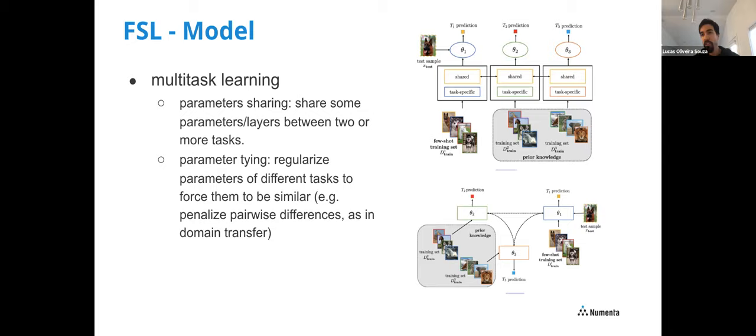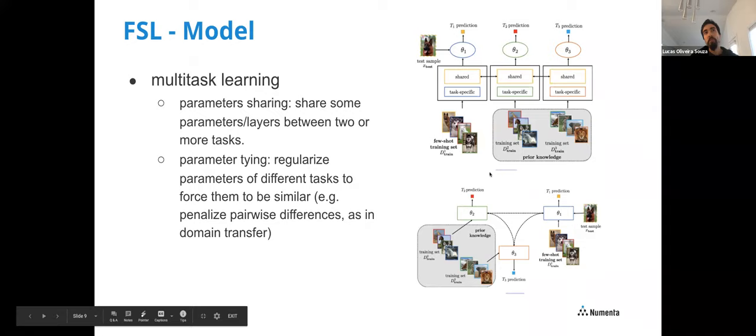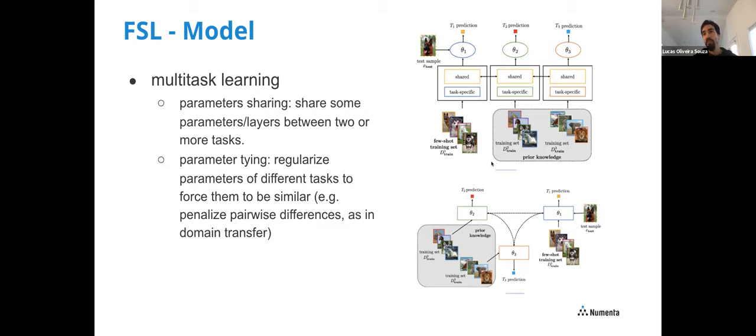Or you can do parameter tying as well. You could regularize parameters of different tasks in order to force them to be similar, like penalizing pairwise difference, the same way they use in domain transfer. So these are ways of sharing the knowledge between tasks. You have a bunch of tasks, all with just a small number of samples, but you're somehow leveraging the fact that these tasks are drawn from the same distribution in order to learn faster. Okay, and this I took from the review paper.